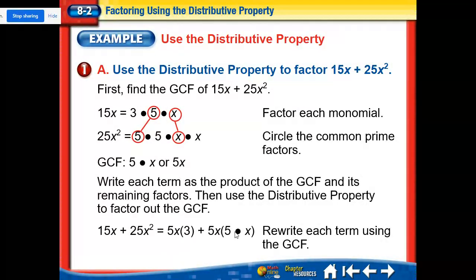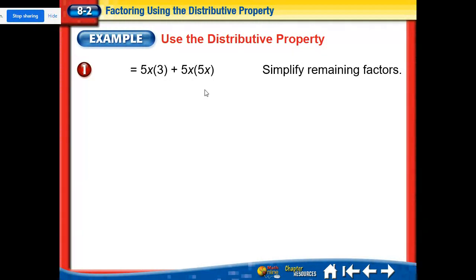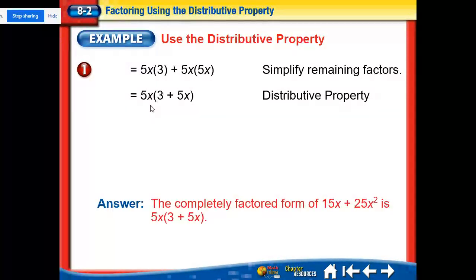And then the rest of it stays inside. We still have a 3 from the first one, so here's the 3. And we have a 5x from the second one. So the 3 and the 5x go together into the parentheses. The common factor, which was 5x, stays in front. And that's how we can go ahead and factor this. 5 is in common, so that comes in front. What do we have left when we take 5 out? We have 3. What's left here? We have 5. If I take an x out, there's no more x's on the first term, and there's 1x left in the second term.